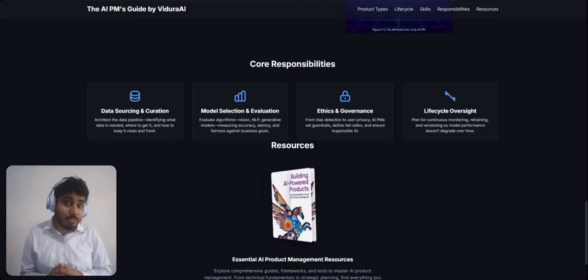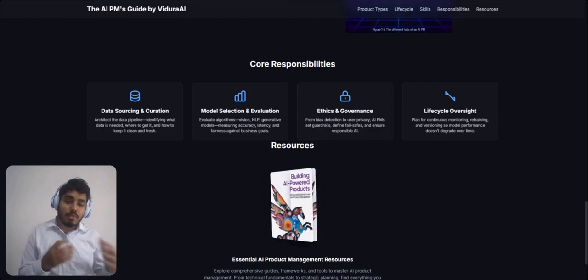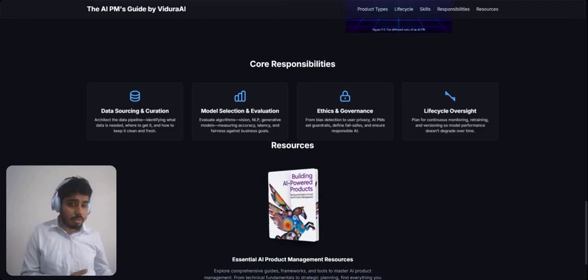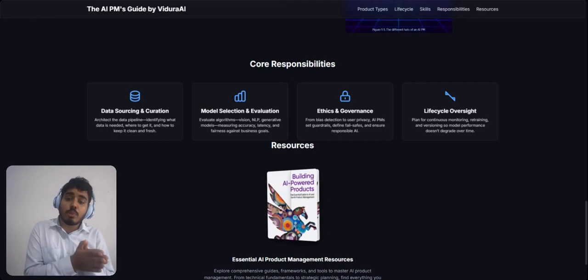So this response is very critical. And the second one is model selection and evaluation. In model selection and evaluation, you evaluate algorithms, whether it can be vision, NLP, or generative AI models, and you are measuring different evaluation metrics against business goals. So you're not just building the models, but you're making strategic decisions about which approaches to pursue.